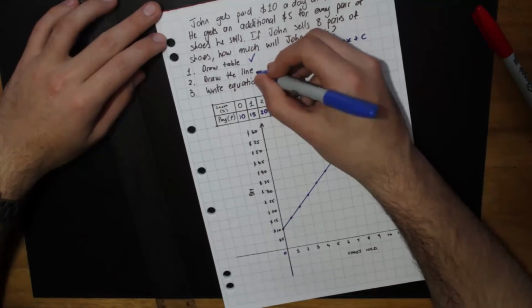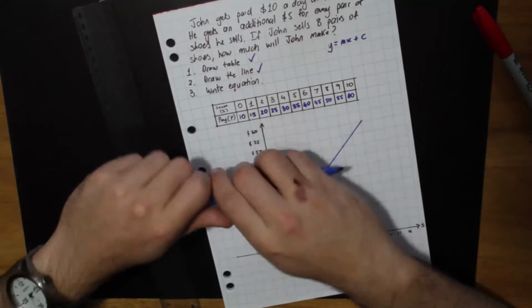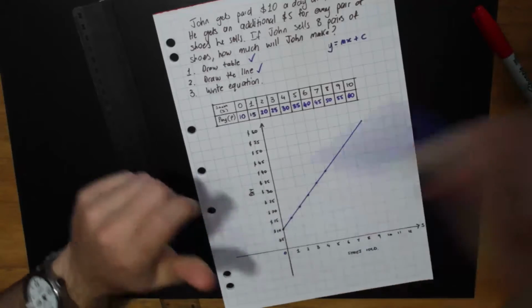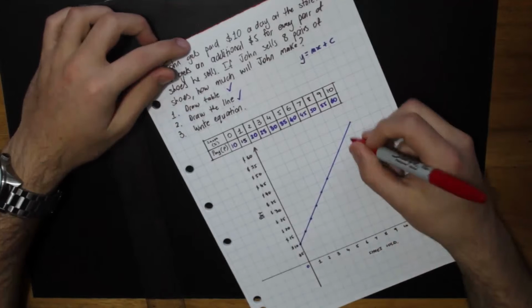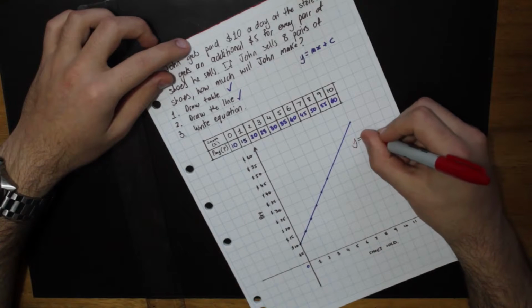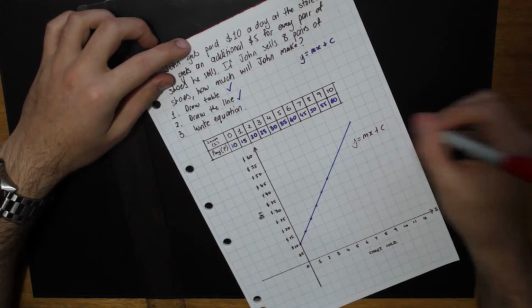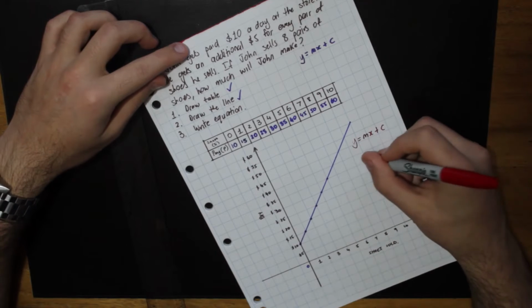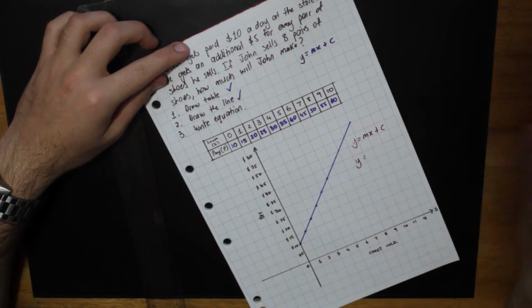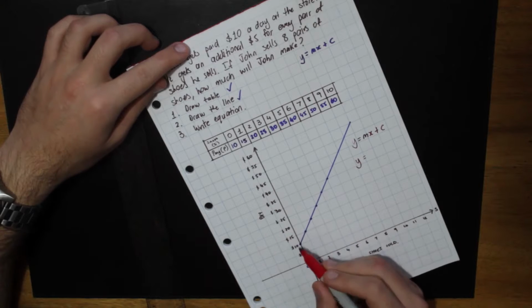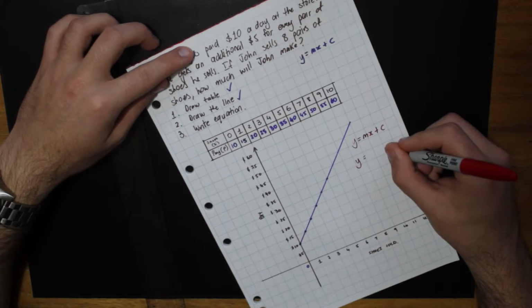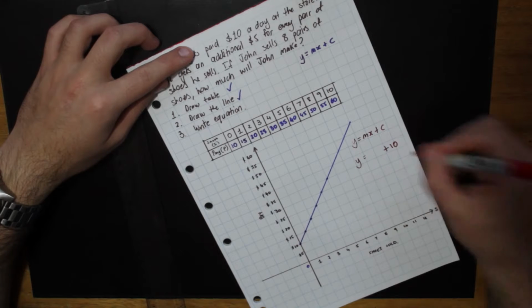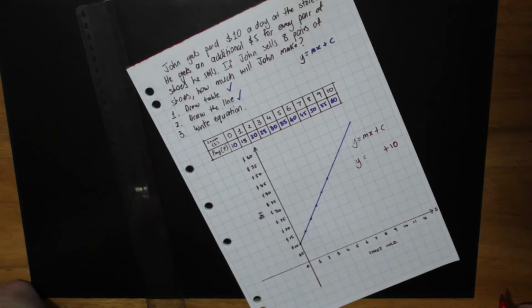Alright, now that's done. We need to write an equation for this. So let's use our line to help us out here. We're going to label this line here. So our form is y equals mx plus c. Well, we know that c is going to be our y-intercept, and we can see that it's going through our y-intercept at $10 here. So we know that's going to be plus 10.